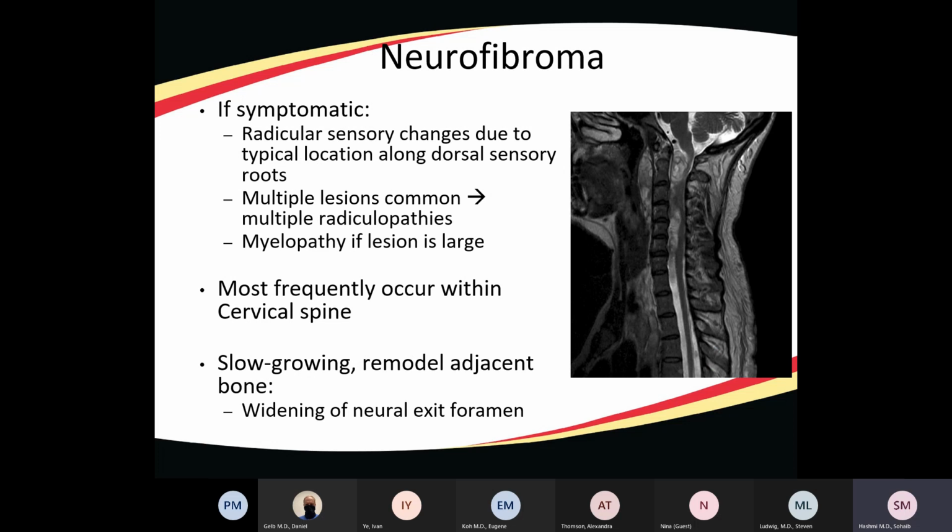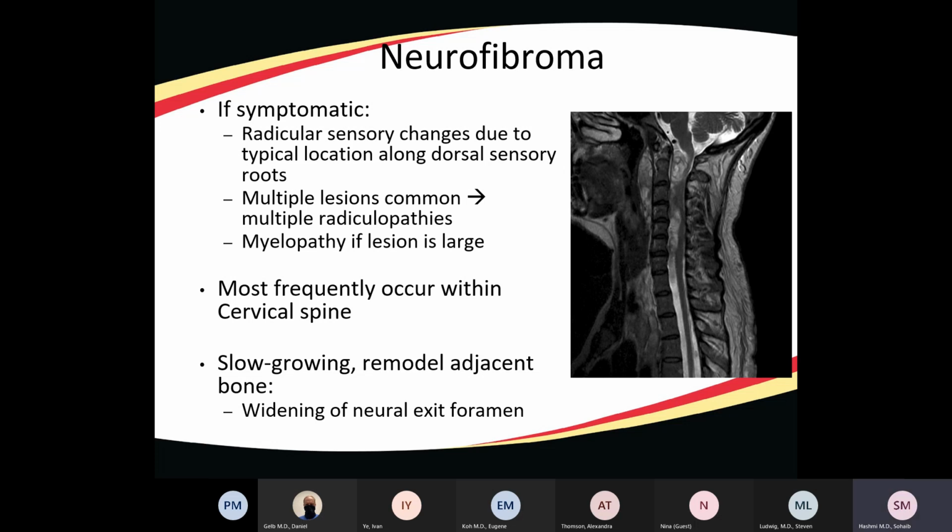If these are symptomatic, it usually depends on the location, but radicular sensory changes can be along the dorsal sensory roots. Multiple lesions in these areas can cause multiple different radiculopathies, and those patients will present with almost a non-dermatomal distribution because of these multiple radiculopathies overlaying with more of a global picture.